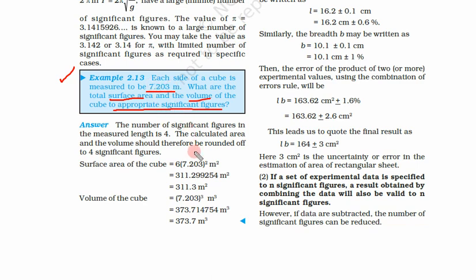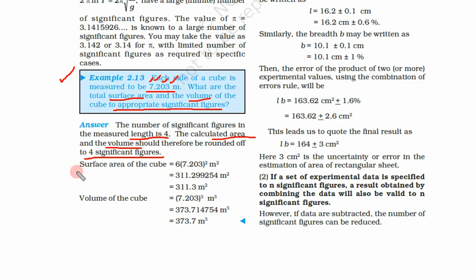Now first of all, we have to count how many significant digits are there in this quantity itself. The significant digits in this quantity, that means in length, is 4. 1, 2, 3 and 4. So there are 4 significant digits. Now once we do the calculation, after that the surface area and volume should be rounded off to 4 significant figures. That is the meaning of this problem.